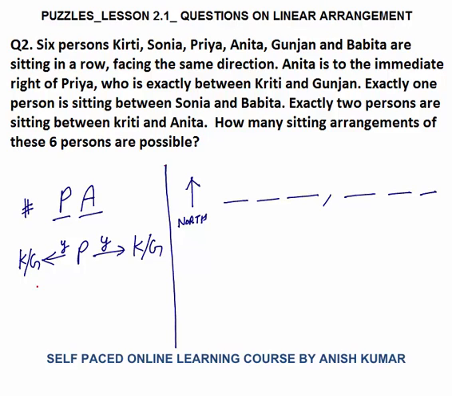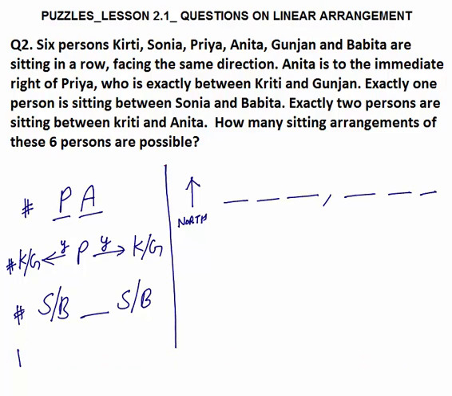Exactly one person is sitting between Sonia and Babita, again with a slash because we don't know who is on the left or right. Exactly two persons are sitting between Kriti and Anita, so K slash A, two seats between them. The question is: how many seating arrangements of these six persons are possible? Now let's start filling the main diagram on the basis of the symbolic notation.